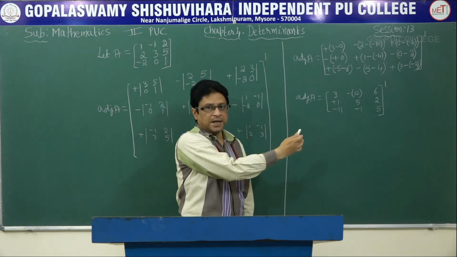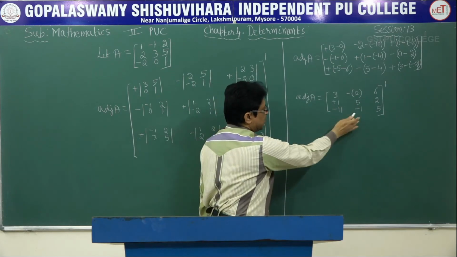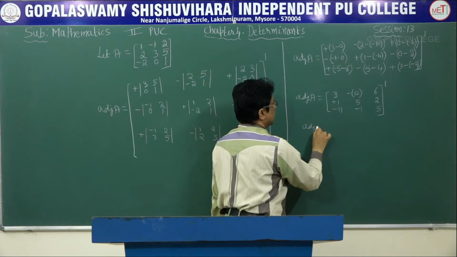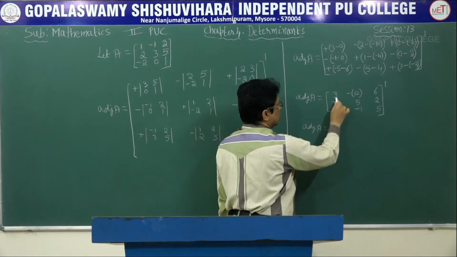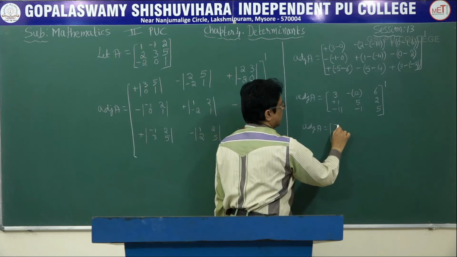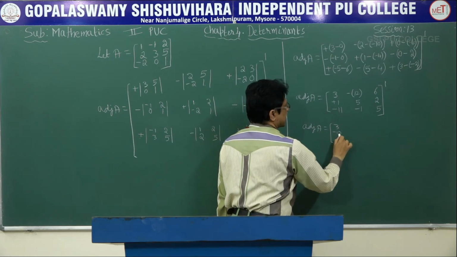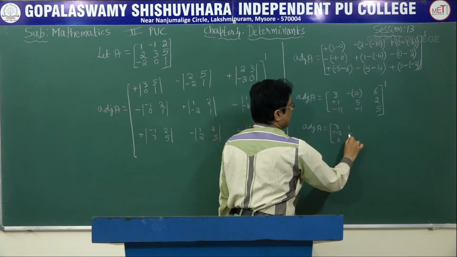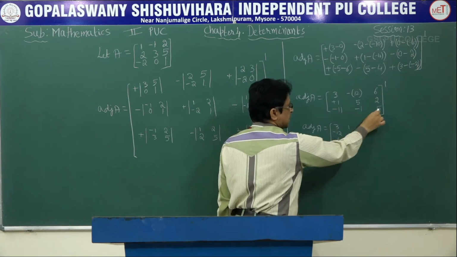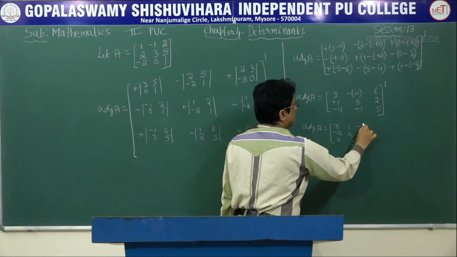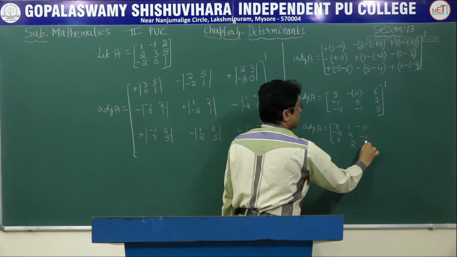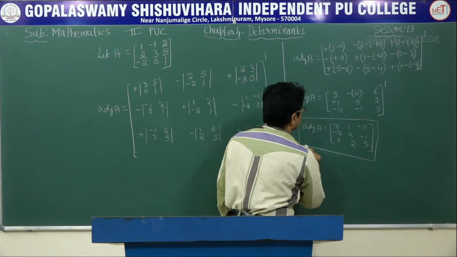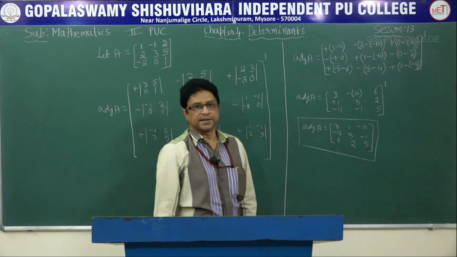After doing all these steps, now we shall transpose this matrix, that is adjoint A is equal to, so first row becomes first column: 3, minus 12, 6; second row becomes second column: 1, 5, 2; third row becomes third column: minus 11, minus 1, 5. This is the adjoint of the given matrix.